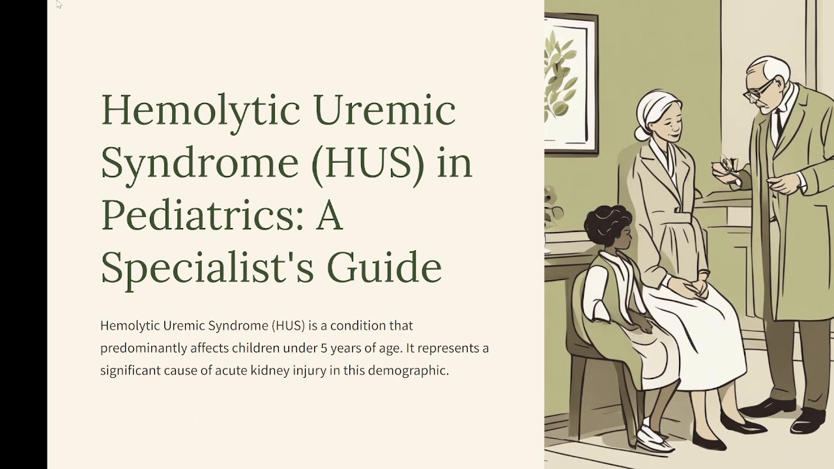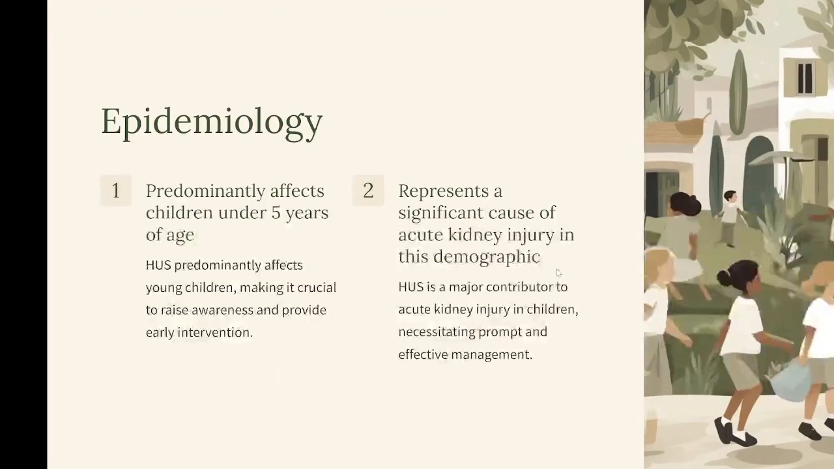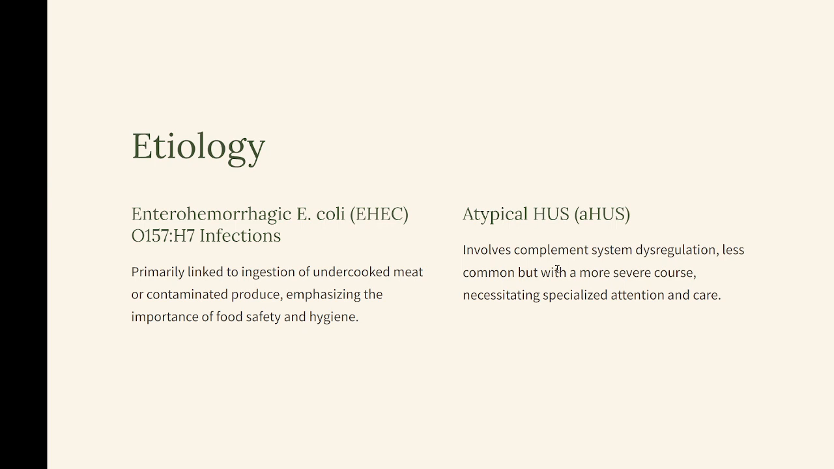Hemolytic-uremic syndrome, HUS, in pediatrics: a specialist's guide. Epidemiology: predominantly affects children under 5 years of age, and represents a significant cause of acute kidney injury in this demographic. Etiology: primarily linked to enterohemorrhagic E. coli, EHEC O157:H7 infections, commonly associated with ingestion of undercooked meat or contaminated produce. Atypical HUS involves complement system dysregulation, less common but with a more severe course.